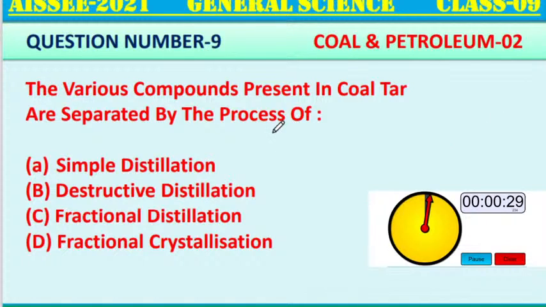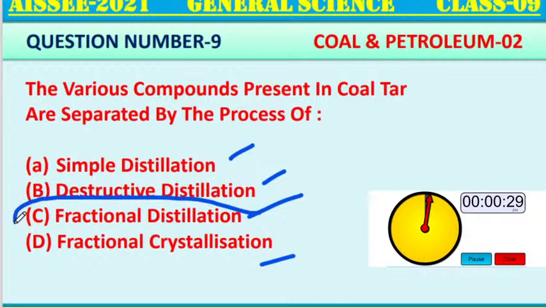The various compounds present in coal tar are separated by the process of: simple distillation, destructive distillation, fractional distillation, or fractional crystallization. The correct answer is fractional distillation. This is in your syllabus also, and this is the actual process by which we separate all the various compounds present in coal tar. Okay.